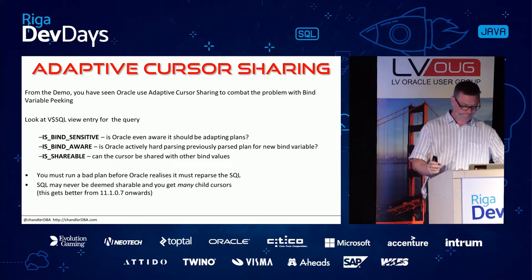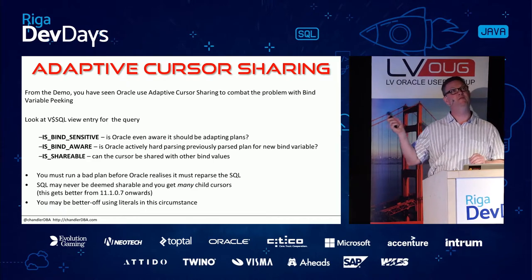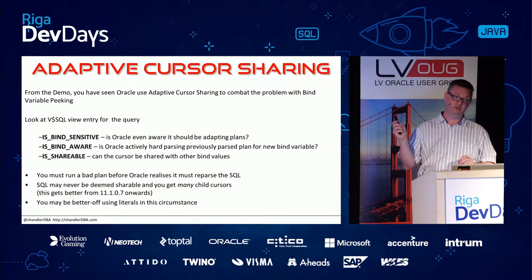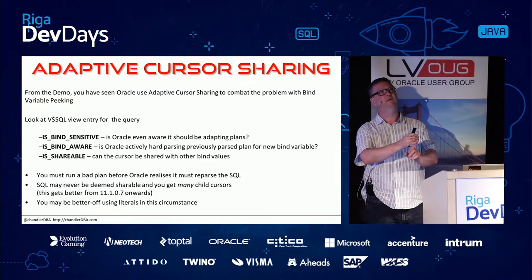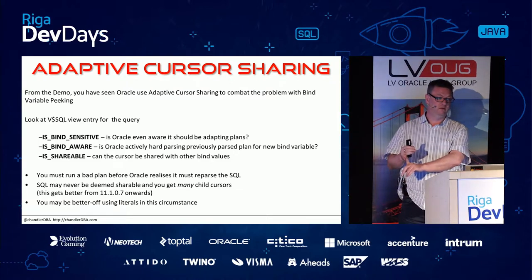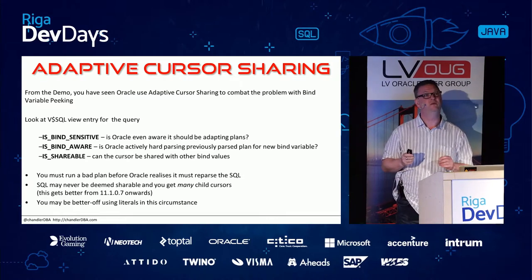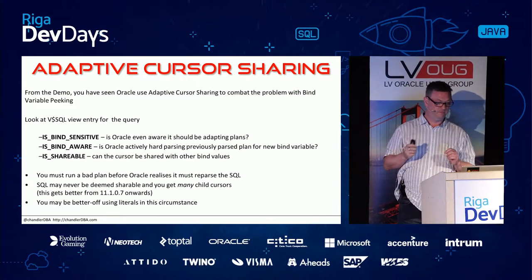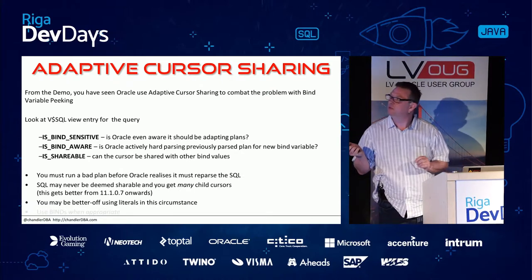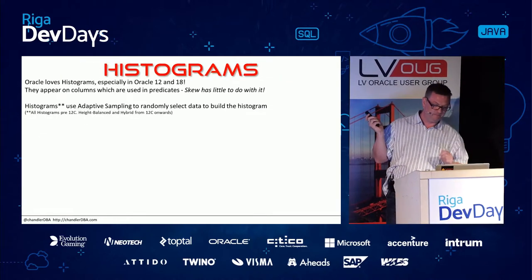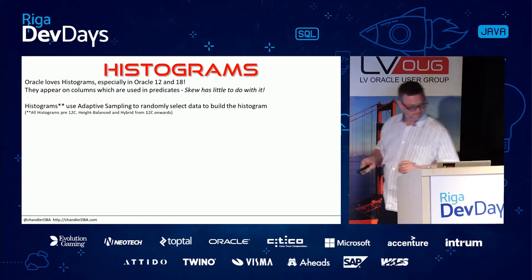So that's good. It can get you out of a hole. That would have saved me some very, very long days when I shouldn't have been working. But you've got to run a bad plan before you can get a good plan. And when the plan's aged out of the shared pool, all of this information vanishes. In 11.1, you got an awful lot of child cursors, but it's not as bad as it used to be.